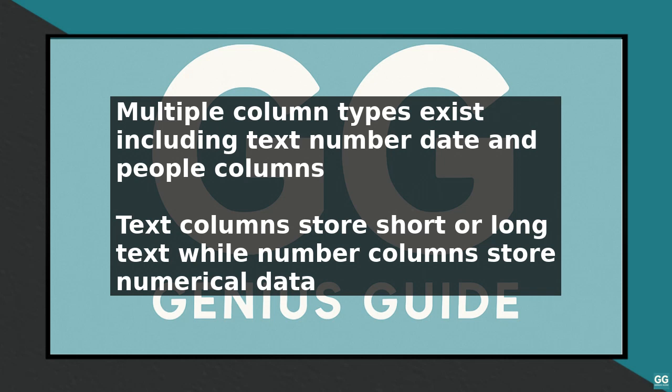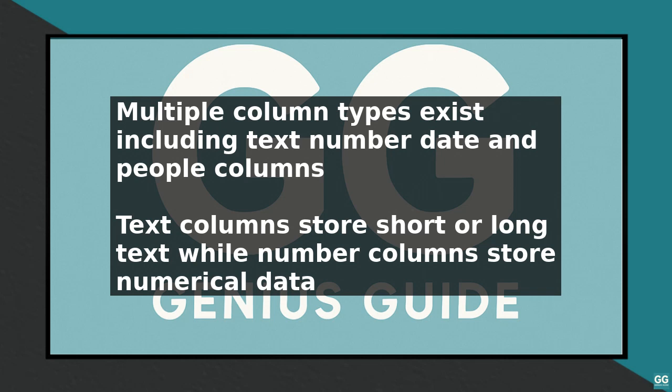The text column is used for storing short or long text, while the number column is used for storing numerical data. The date column is used for storing dates and deadlines, and the people column is used for assigning tasks to team members.